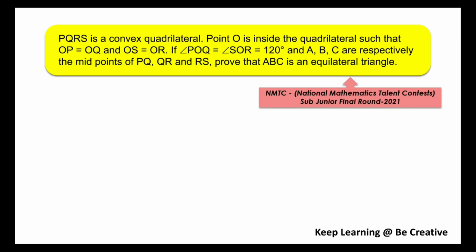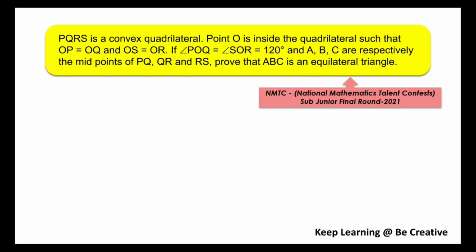Today we are going to discuss one of the problems from the NMTC Sub-Junior Final Round 2021. This is an interesting geometry problem. The problem says PQRS is a convex quadrilateral. Point O is inside the quadrilateral such that OP equals OQ and OS equals OR. If angle POQ equals angle SOR, which equals 120 degrees, and A, B, C are respectively the midpoints of PQ, QR, RS, we need to prove that ABC is an equilateral triangle.